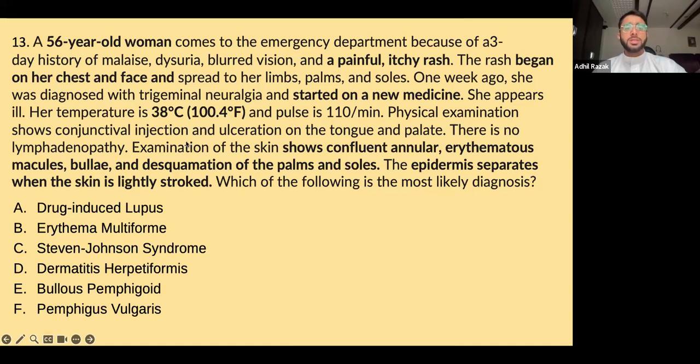Physical examination shows conjunctival infection and ulceration on the tongue and palate. There is no lymphadenopathy. Examination of the skin showed annular erythematous macules, bullae, and desquamation of the palms and soles. There's a whole bunch of mess going on. And the epidermis separates when the skin is lightly stroked. So this is Nikolsky positive. Nikolsky positive conditions are pretty bad. So which of the following is the most likely diagnosis?